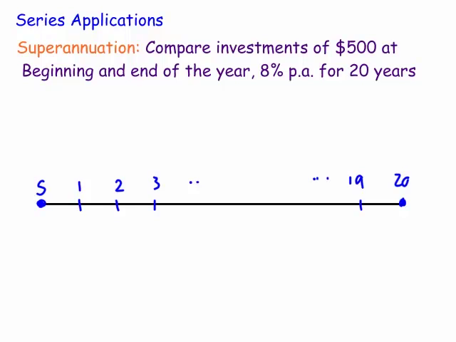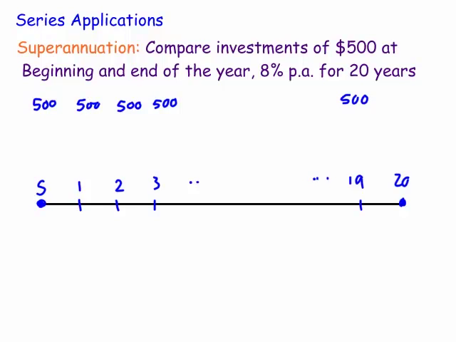Okay, so here we have the years marked on our timeline, and we now have to invest this money at the beginning of each year and at the end of each year. So the first $500, let's put it in. There's another 500, another 500, another 500. Right down here, it's another 500. That was the 19th, that was the last amount at the beginning of the year.